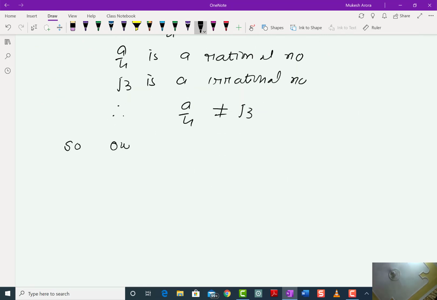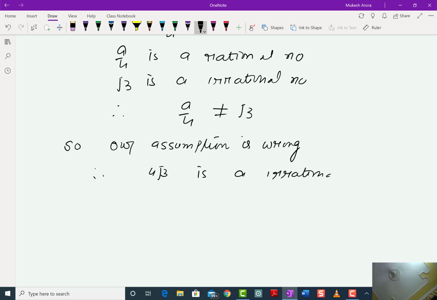So, our assumption is wrong. Therefore, 4 under root 3 is irrational. If we say prove that it is irrational, you will prove it irrational. If we say it is not rational, then you have to write at the end the same statement, that this is not rational, right?